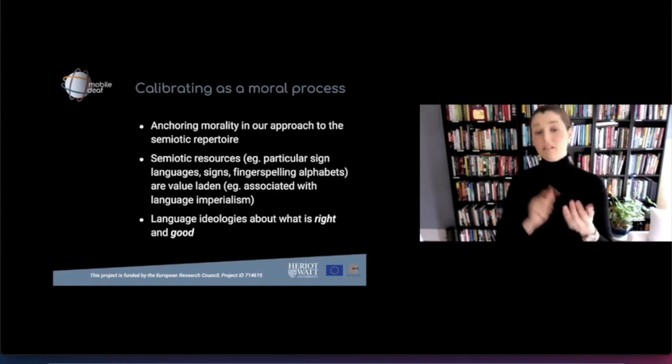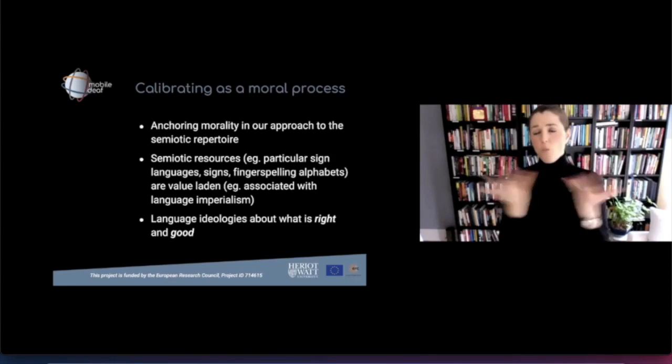So whether someone chooses to use American Sign Language or British Sign Language, they might associate one or the other with linguistic imperialism, for example, and therefore choose one over the other. So really this connects to language ideologies about what is right and what is good in terms of language use and behaviours.